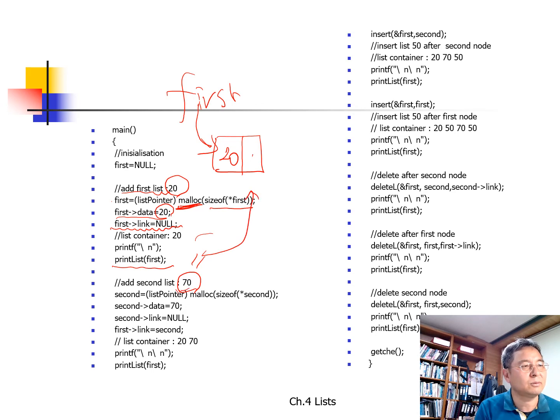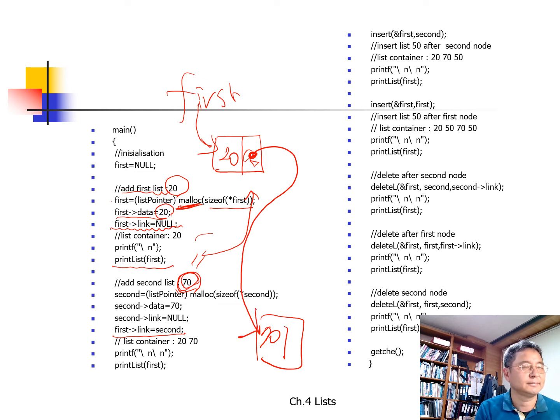After that, I want to add one more data, so 70. And 70 will be assigned to the second one. And the first link, this one, originally it was null, but this link field will be assigned as the address of the second element. Okay, so at this time the second one is null now. And print first. Print means that I want to print all of the data in the list. So we will start from the first data, 20, and 70 will be printed using these functions.